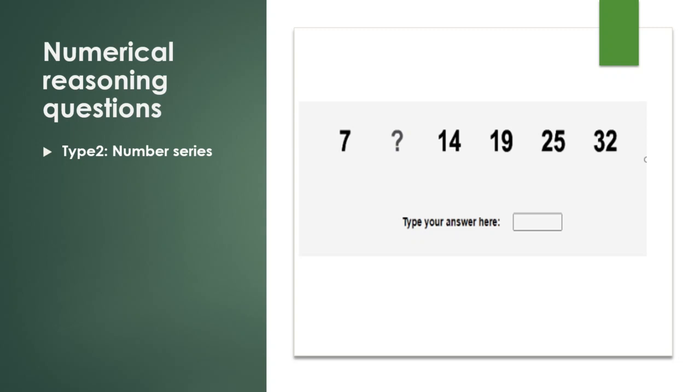Yes, the correct answer is 10. As we can see, there are 7 differences between 25 and 32, 6 differences between 19 and 25, and 5 differences between 14 and 19. Since the difference results are 3, 4, 5, 6, 7, that should be the sequence in the correct order. So the correct answer is 7 plus 3, or 14 minus 4, which is 10.